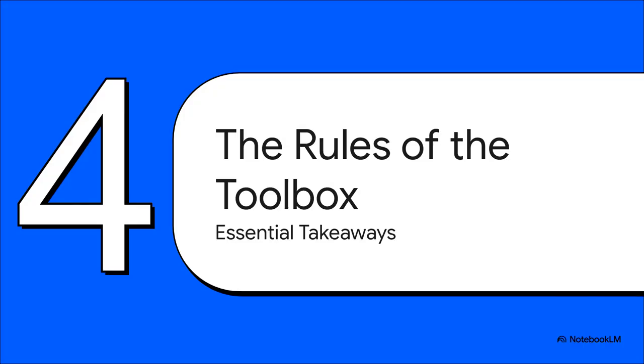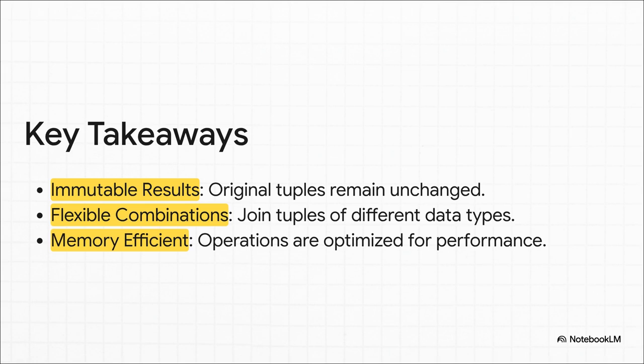Okay, so we've learned how to use our tools. Now, every good toolbox has a set of rules, right? For using them safely and effectively. So let's cover the essential takeaways. There are really just 3 key things to remember. First, immutable results. The original tuples are never changed. Second, flexible combinations. You can join tuples that have completely different data types inside them. And third, they are memory efficient. These operations are really optimized for performance. So in short, they are powerful, they're safe, and they are fast.